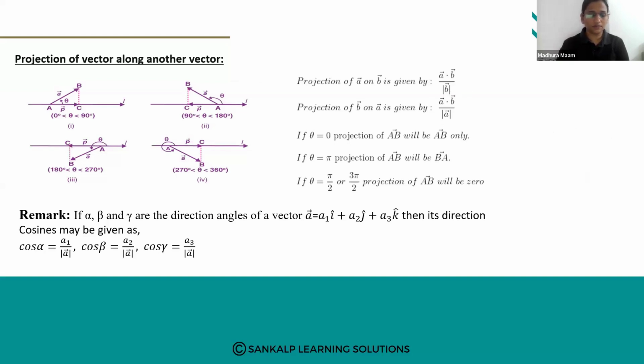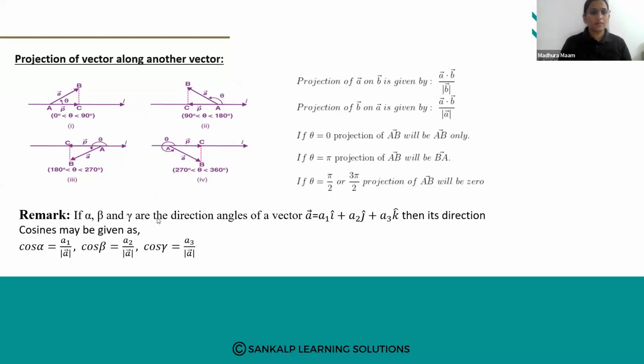Now, if theta is 0, then the projection of A on B will be A only. Of course, theta is 0 means there is no angle between A and B, so the projection remains. If theta is pi, 180 degrees, the projection will be exactly opposite, a negative vector. If theta is 90 degrees or 270 degrees, that is, perpendicular, it will be 0. That we know already.